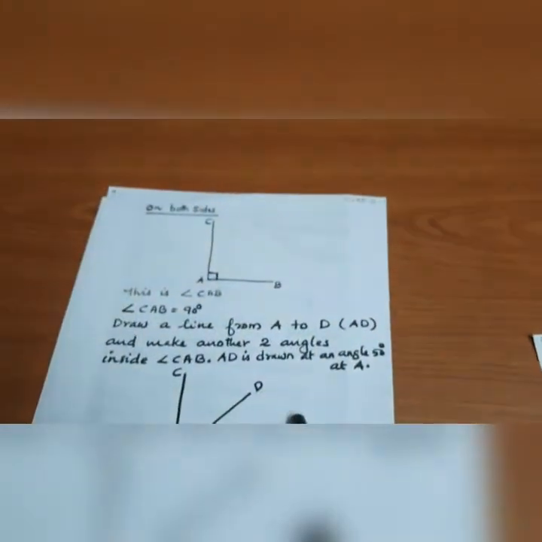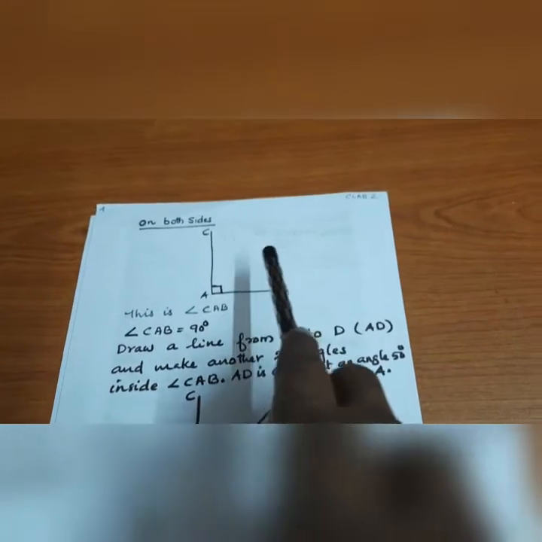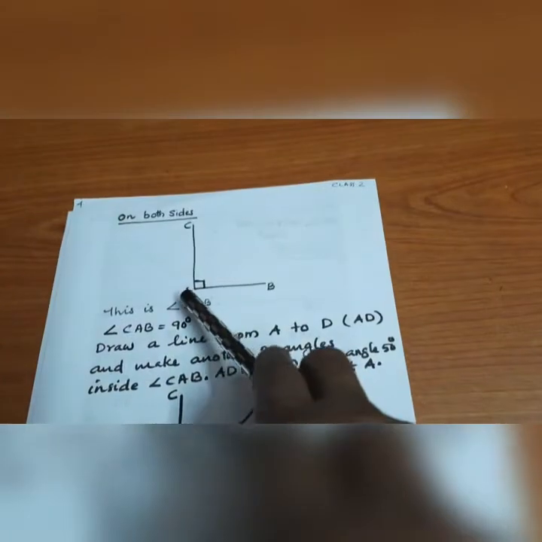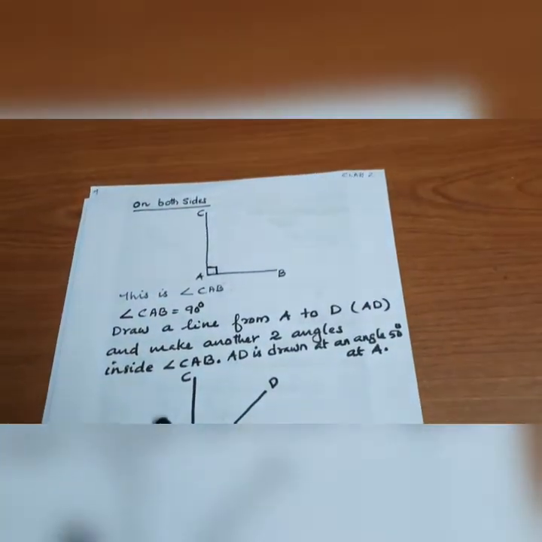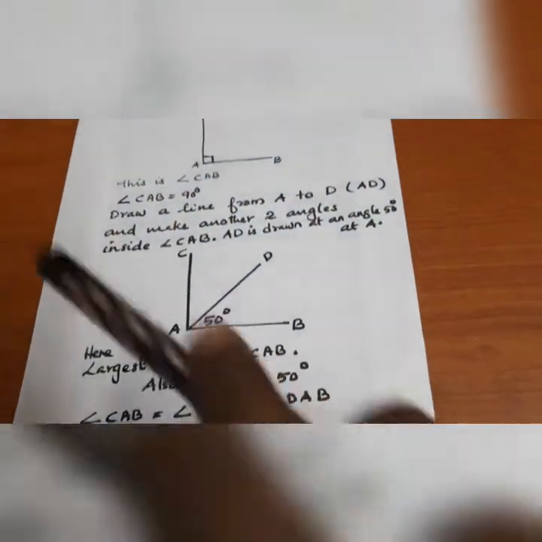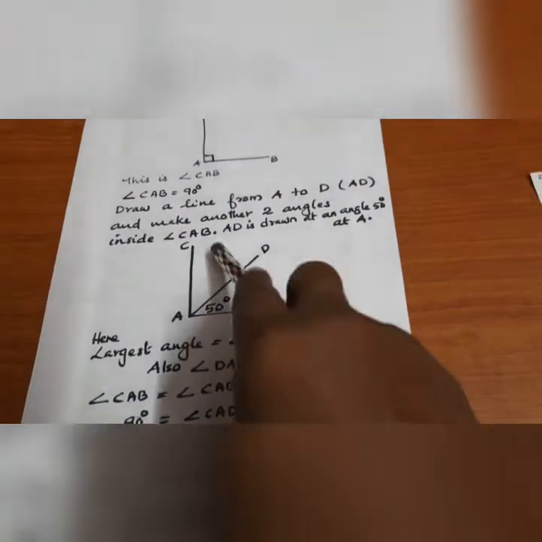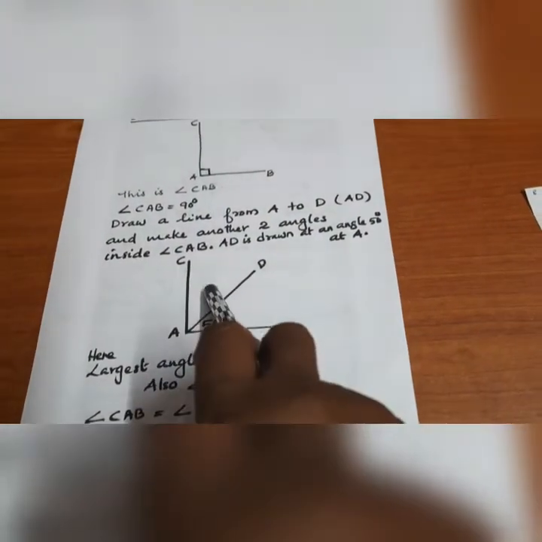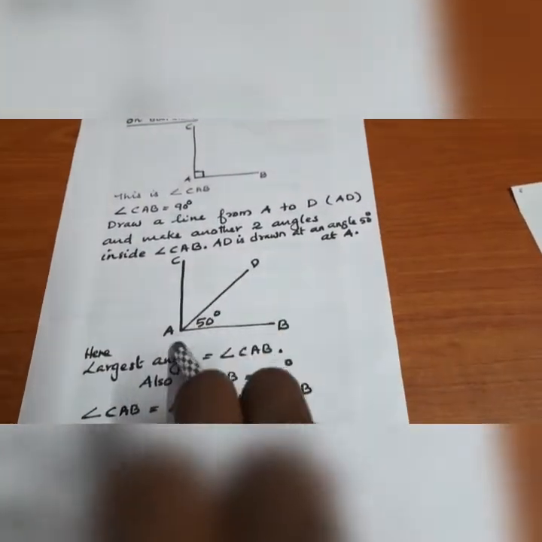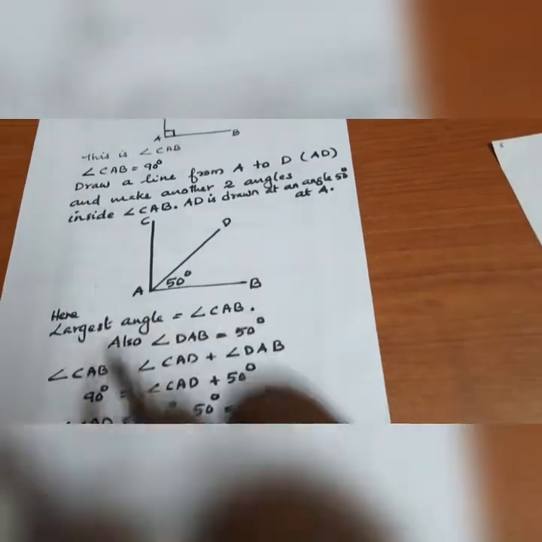Once again, here the given angle CAB measures 90 degrees. The mark shows the measurement. Draw a line AD which makes an angle of 50 degrees at AB, like this. Here, the largest angle is angle CAB. Inside the largest angle CAB, there are two angles, angle CAD and angle DAB. Angle DAB is the angle which we made now, that is 50 degrees.